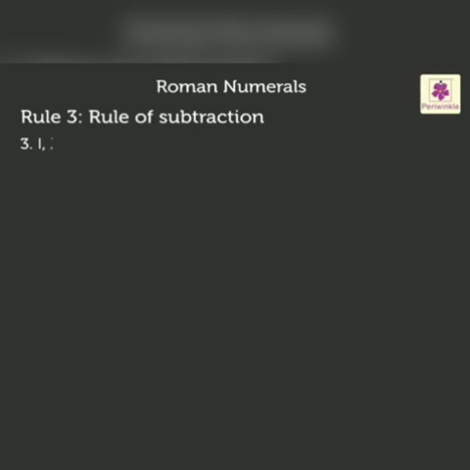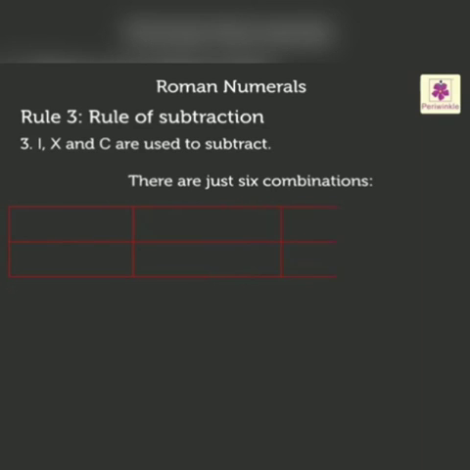3. I, X and C are used to subtract. There are just 6 combinations. IV is equal to 5 minus 1 is equal to 4. IX is equal to 10 minus 1 is equal to 9.